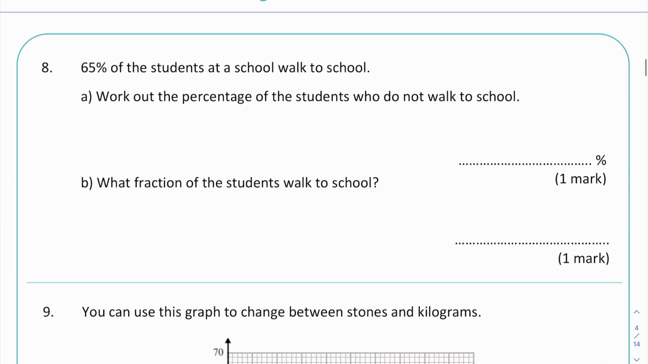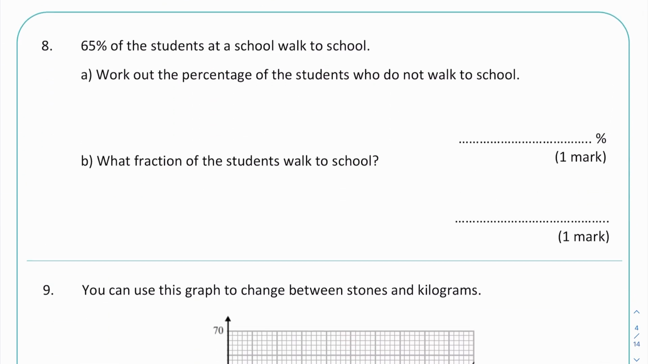On to question 8. 65% of the students at a school walk to school. Work out the percentage of students who do not walk to school. Well, the total percentage has to be 100, so it'll be 100 take away this 65%, and that's a total of 35.